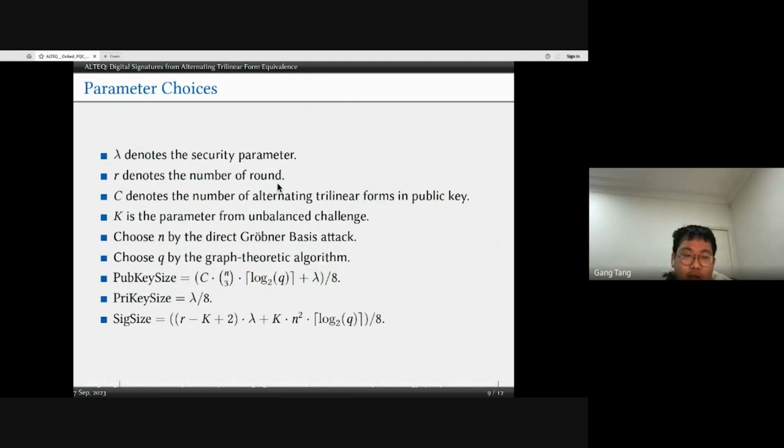Okay, so with these algorithms, we have the parameter choices. Here, lambda is our security parameter, R is the number of rounds, C denotes the number of alternating trilinear forms in each round of the public key, and K is the parameter from the fixed challenge space. We choose n by the first algorithm, the direct global basis attack, and we choose q by the graph theoretic algorithm. And here I put the public key, private key, and signature size in bytes.